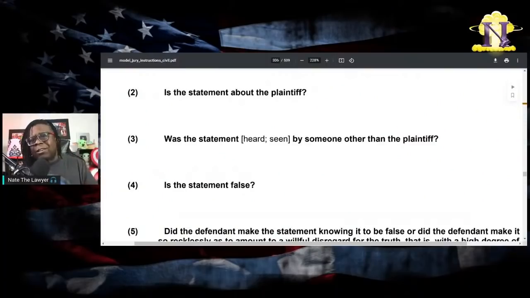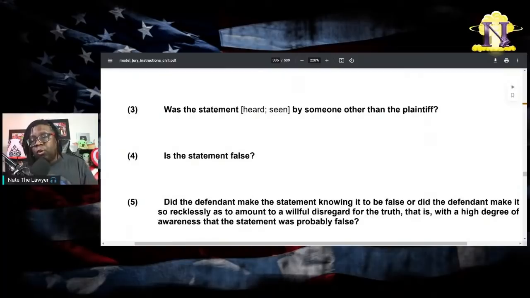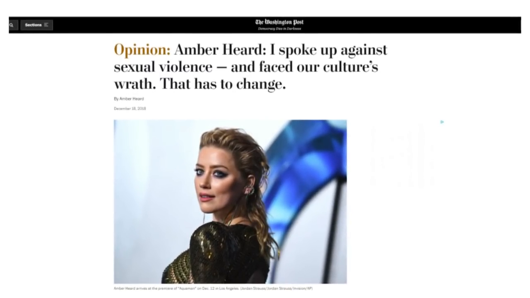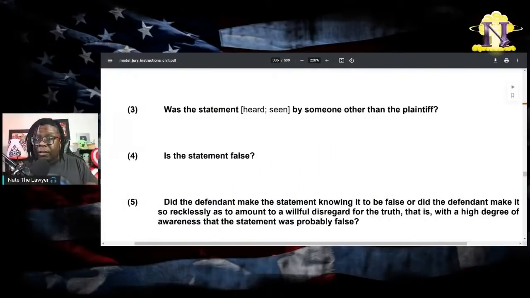Correct. Right. I think they have this easier, so I don't think this is going to be a problem. Yes, it was about the plaintiff. Now, was the statement heard or seen by someone other than the plaintiff? Again, see how they make it easy for the jury? Yes, it was published in the Washington Post. So another easy one. Again, this is defamation per se. This is what Johnny Depp is trying to prove, and this is how the jury is going to have to go through it.